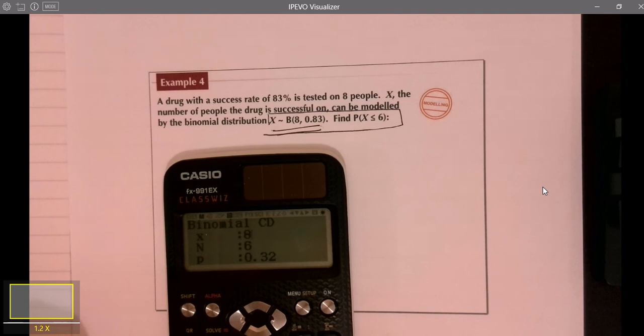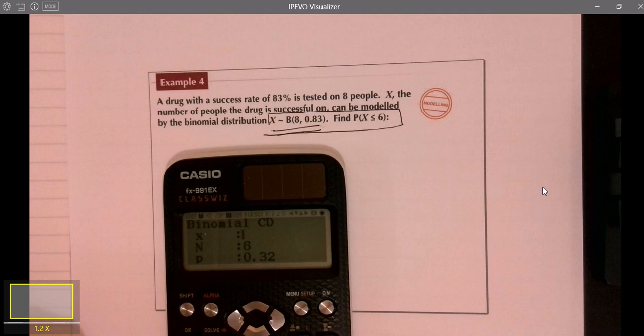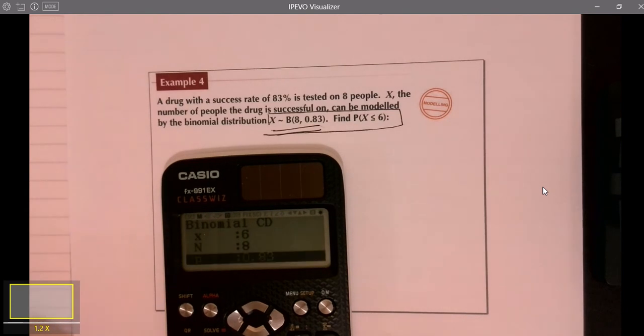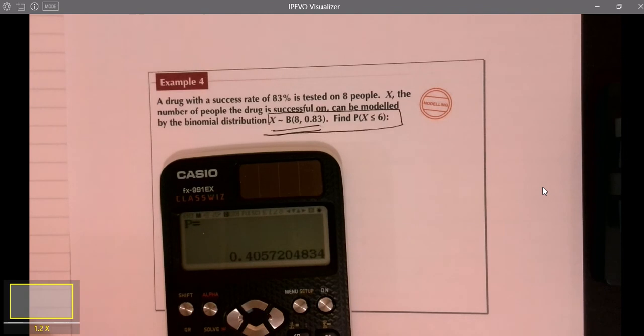I think we broke it. So what do we got? We got x is going to be 6, and n is 8, and then we got 0.83. What have I got to do here? I need to press equals. There we go, and that's the answer.